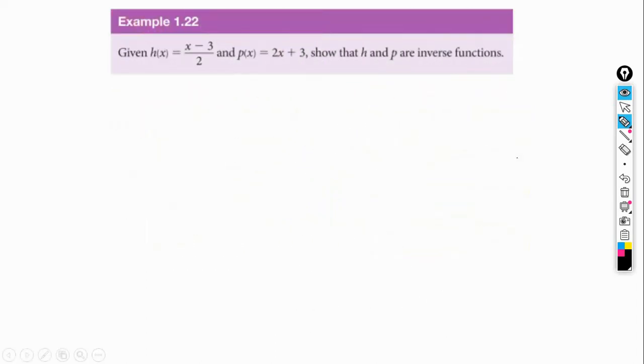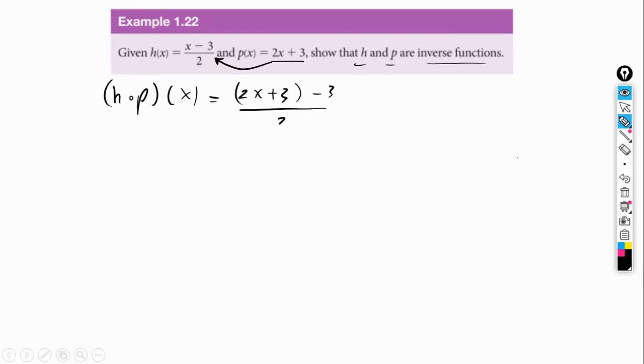Okay, so next we are in example 1.22, and they give us two functions, and they want us to show that these functions h and p are inverse functions. So that means that we have to do the composition of each other, right? So first let's start with h of p of x. And this is going to equal plugging in this function inside here, right? So that's going to be 2x plus 3, this instead of x, in h of x, minus 3 divided by 2. So notice that this is going to give us x because this and this cancel out, and then we're going to be left with 2x over 2, and that's just going to equal x.